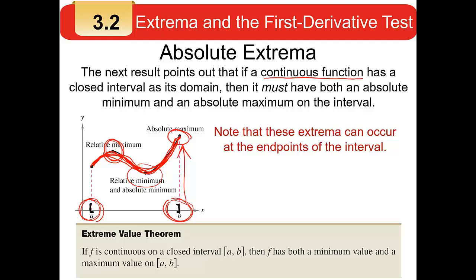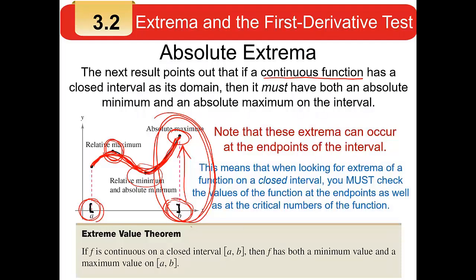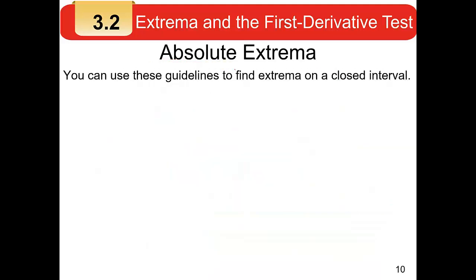So all I'm saying is when you're talking about absolute extrema, you have to get the relative extrema as well, but you also have to throw in the endpoints, because the endpoints could be a place where the absolute max or min occurs. So you have to take the relative extrema, get those, and then throw in the endpoints. Always, you have to throw the endpoints in when you're looking for absolute extrema. All right, what about some guidelines? And then we're going to work some problems.